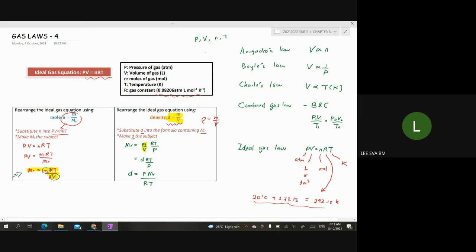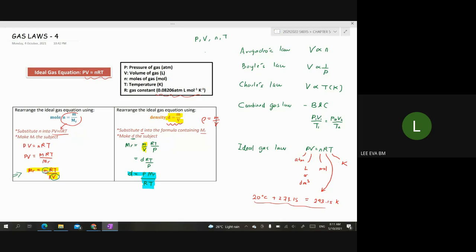Okay, so until this part, is everyone okay? Okay, madam. Right. So maybe you will ask, Madam, is it necessary for us to memorize both of these formulas? Maybe yes, if you can memorize, but what is more important is you need to know the steps to do this rearrangement of formula.